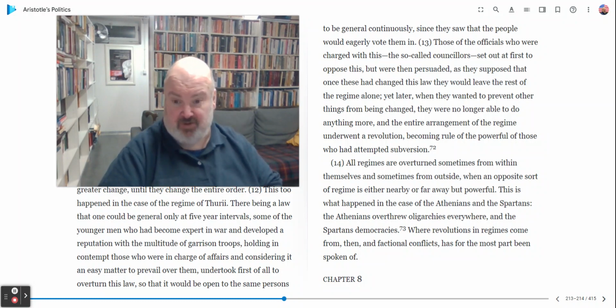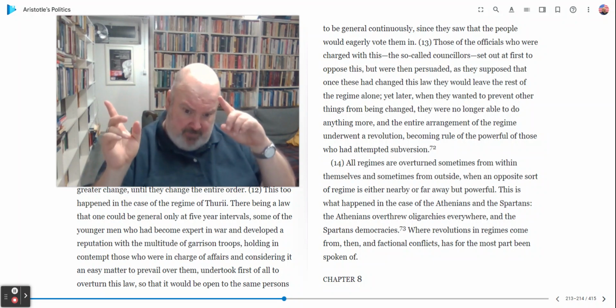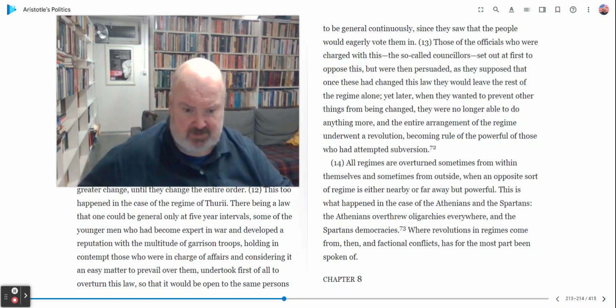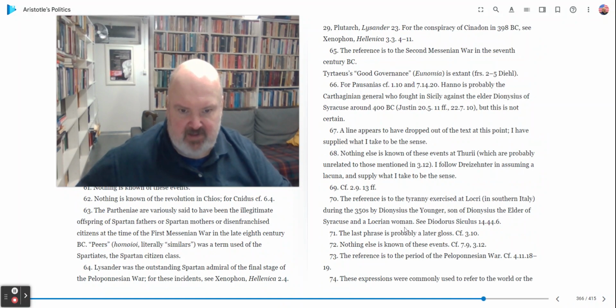This brief segment is going to talk about external sources of revolutions. If there's some change within the regime, which we talked about, but now outside sources, they are from outside. When the opposite sort of regime is either nearby or far away but powerful. This is what happened in the case of the Athenians and the Spartans. The Athenians overthrew oligarchies everywhere, and the Spartans democracies.